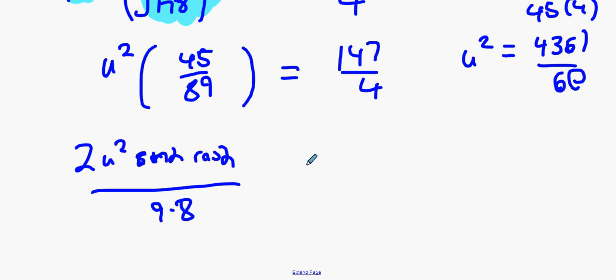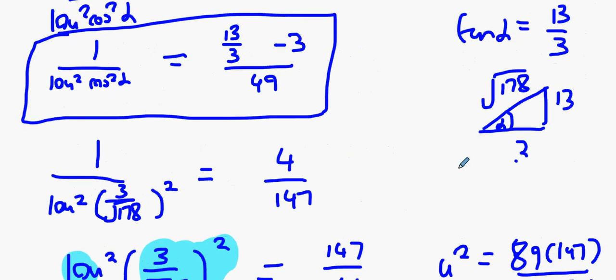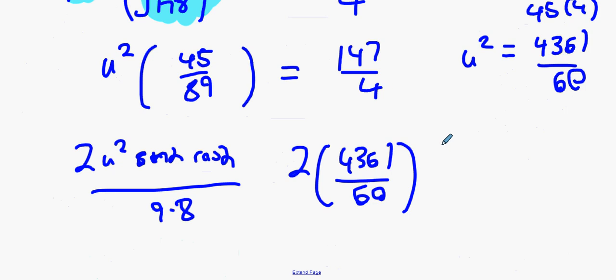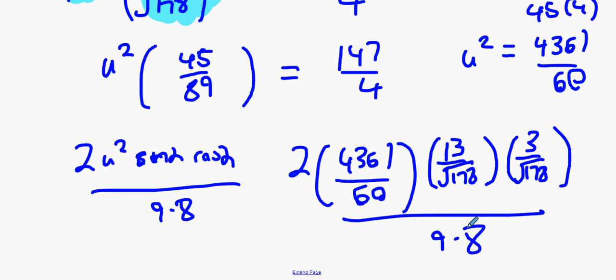Okay, so let's find out. 2 times 4,361 over 60. Sine alpha, which is, we run back up here. Which one's sine alpha? 13 over root 178. All right, what's cos alpha? 3 over root 178. Divide all that by 9.8. Throw it all in, and hopefully it turns into 13 over 4. Does it turn into 13 over 4?